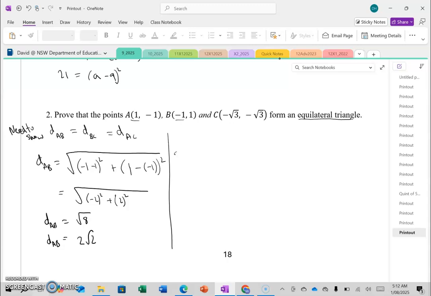Now let's work out the distance between B and C. Okay, square root x2 minus x1. Here C will represent point 2 and B will represent point 1. So it's minus root 3 minus negative 1 all squared plus, and then this guy, which is minus root 3 minus y1, which is 1 all squared.